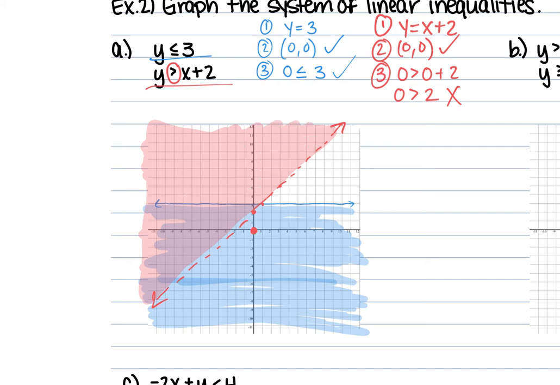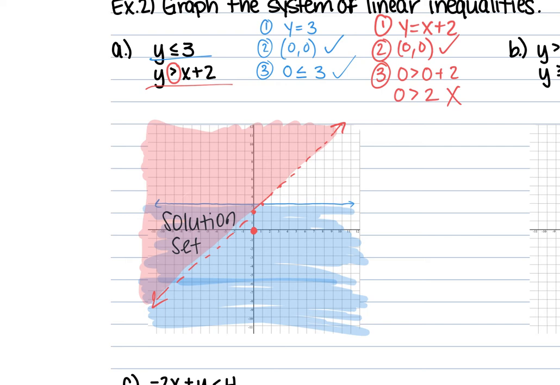Now, do you guys notice where they overlap? In that little, it almost looks like a 7, right? Kind of looks like a triangle. Or it just looks like a dark purple. Go ahead and write in there, this is your solution set. That means any point in that purple-ish region will work for both inequalities. That is your solution set.